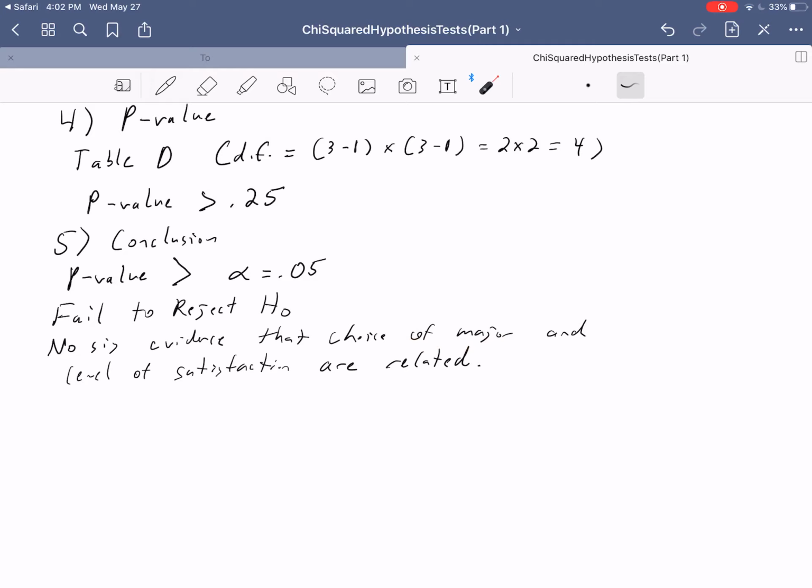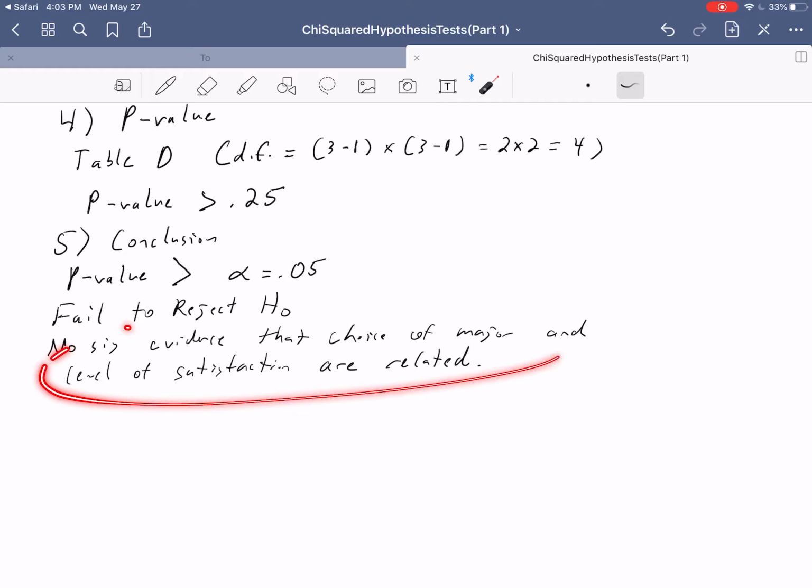And probably that would be a positive conclusion, because this is basically saying that the university seems to be doing an equal job with all of its students, right? If we had found that choice of major and level of satisfaction are related, that might indicate that the university is doing a better job with certain majors than it is with others. Now, of course, that could be an issue since most universities would probably want to be treating all of their students equally here.